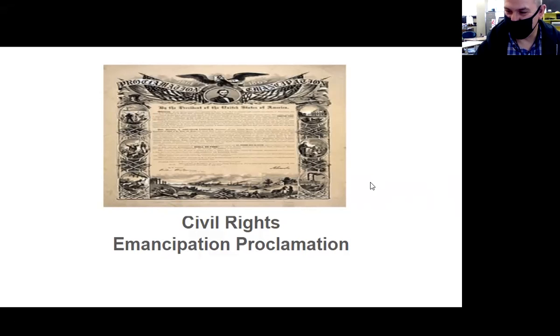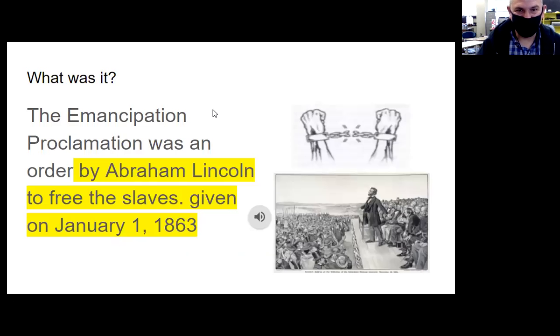it did not free all slaves at the time. It only freed about 50,000 slaves, but in the long run, it freed all slaves after the Civil War was over. So, all right. The Emancipation Proclamation was an order that was issued by Abraham Lincoln to free the slaves on January 1st, 1863.